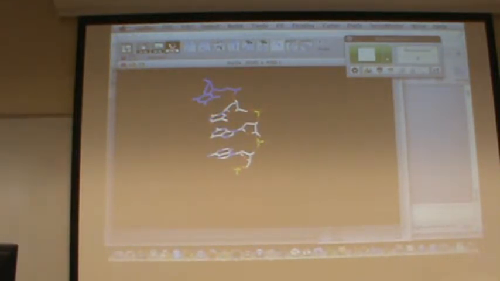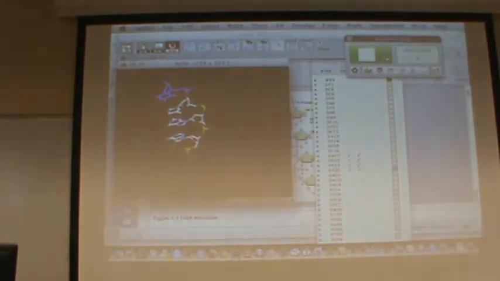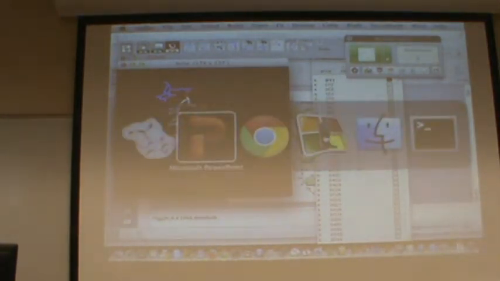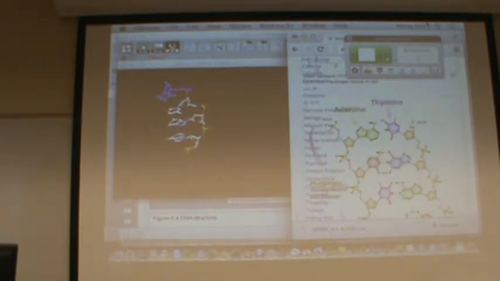Let me see. I'm going to show both windows so you can look at the textbook version and then the actual structure. So now they are all in the same picture. Could it be A? This one? No. Okay, good. This one has only one ring, and A has a two ring structure. Could it be G? No. So we have narrowed it down to either T or C now.